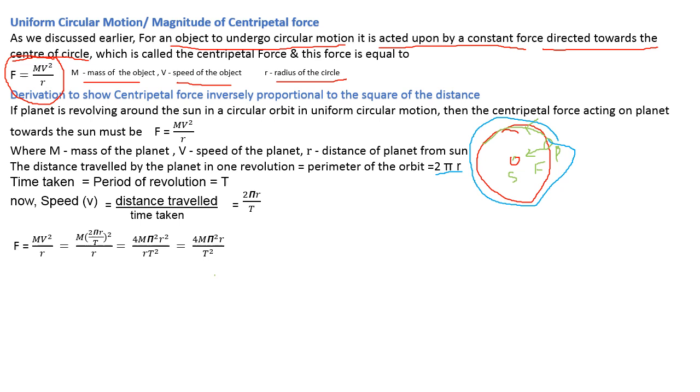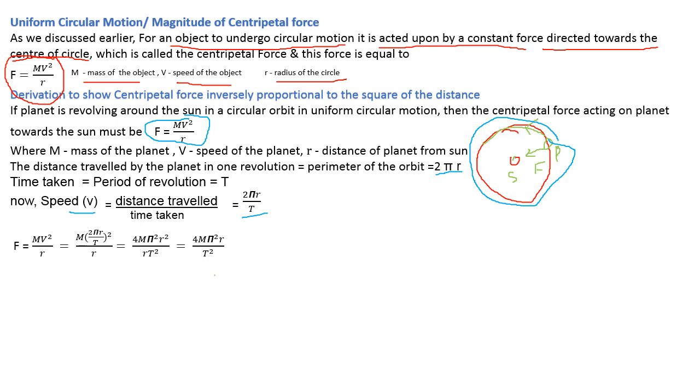So F equals mv square upon r. Our first formula: again we are coming to the centripetal force, because now we want to prove that centripetal force is proportional to the square of the distance. So we have to come back to our centripetal force formula. F equals mv square upon r, which equals m upon r as it is. Now this v square, what is v? The speed v equals 2 pi r upon T. Therefore instead of v, we write 2 pi r upon T, the whole square, because it's v square.